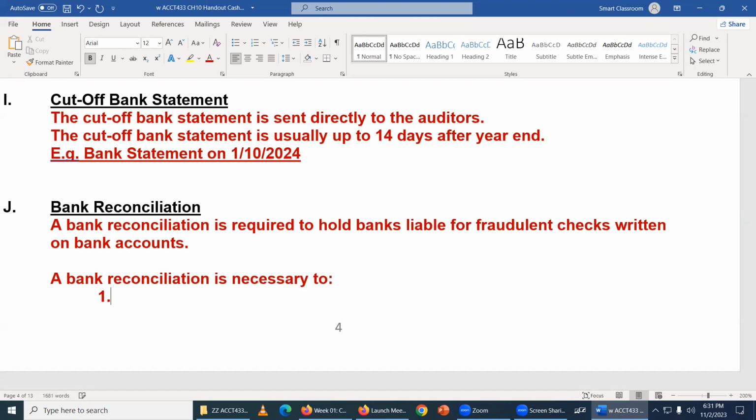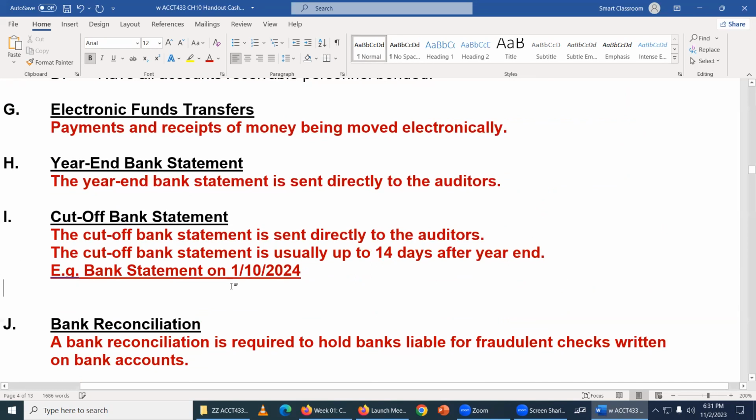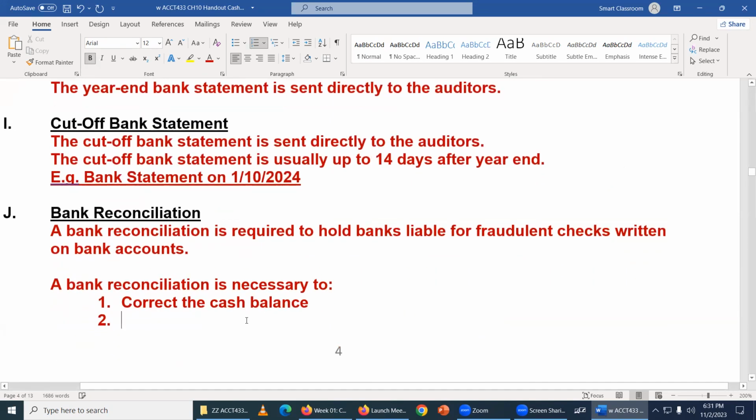One thing is to correct the cash balance. Oops, and two, to learn how to better space a handout. Two, to detect fraudulent activities.